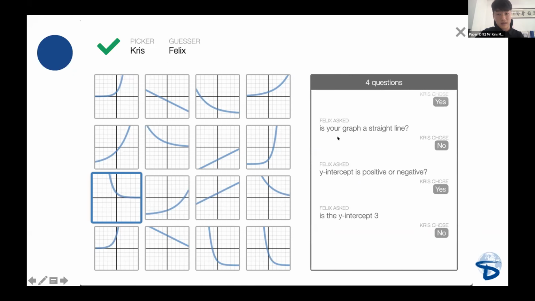Here are some examples. Is the graph a straight line? If the answer is yes, then the guesser can start to limit the choices. By doing such collaborative activities, students can enhance their understanding of certain topics. Since we form groups of two, the picker and guesser can swap and take turns to play the game. Through this collaboration activity, students can really understand the question better.